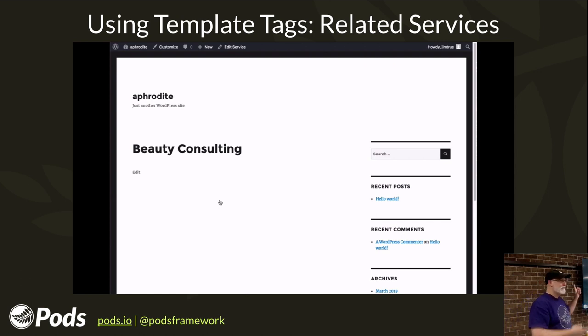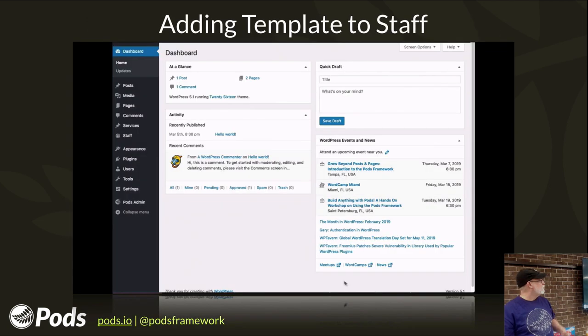And honestly, that one little line, that li a href permalink post title a li, that thing I cut and paste like a million times a day, because most of the stuff you're going to be linking is going to be lists of related items output in some way, if that makes sense. So let's do adding a template to the staff. Any questions? Because that's a lot of stuff, I know.